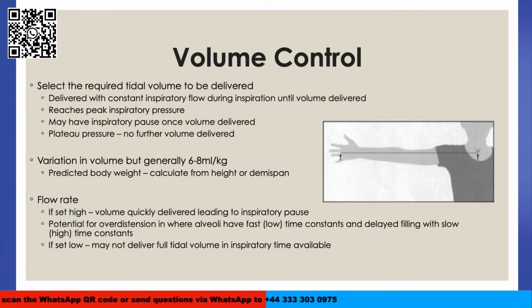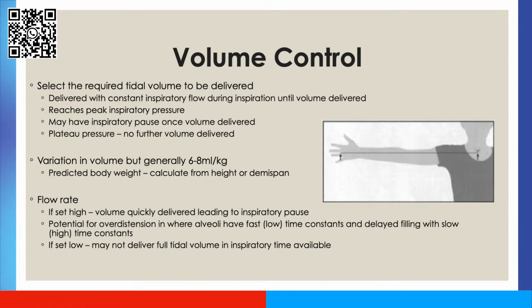And then there are plenty of tables available where you can work out what the patient's predicted body weight should be. There are variations in volume, and it is constantly debated in the literature, but generally we think about 6 to 8 mils per kilogram. You can then set the flow rate on your ventilator.